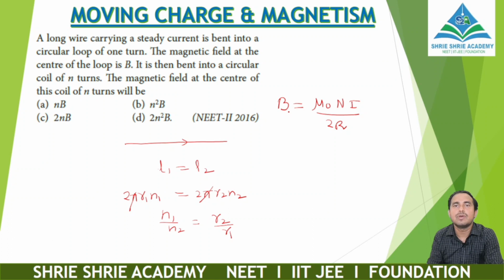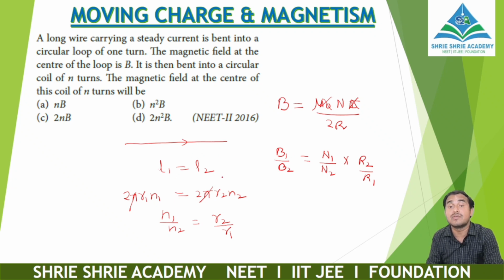So here the current will be the same. Mu naught is constant, so the magnetic field depends on the number of turns and radius. B1 by B2 is equal to N1 by N2 into R2 by R1. Now he is trying to relate this magnetic field with the number of turns. The same wire, not a different wire. Same wire means the number of turns will change, and the radius also will change. Many students will just think the field is directly proportional to N. No, N actually decides the radius also. More turns of the same wire will reduce the radius, right?